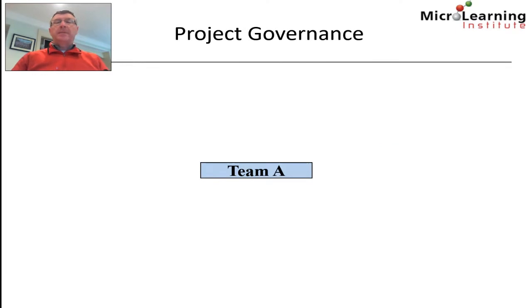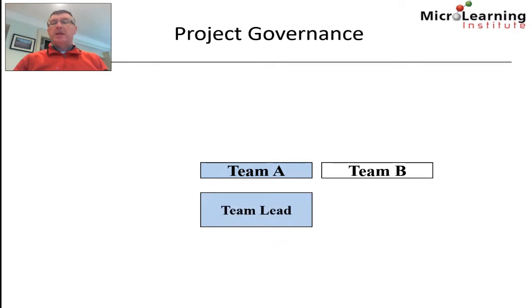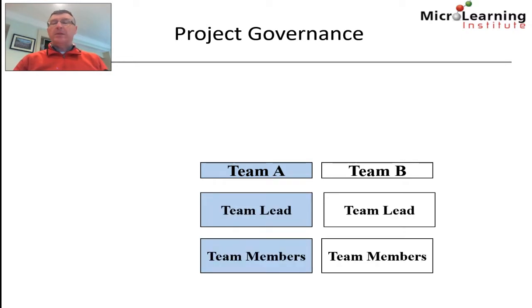So typically in a project governance environment we have the following project structure. A project might have a number of teams. Here we see team A and team B. This could be the development team, and this could be the testing team, for example. Within each team we have roles like team leads and team members and so on. Each of these teams work together in order to deliver the project.